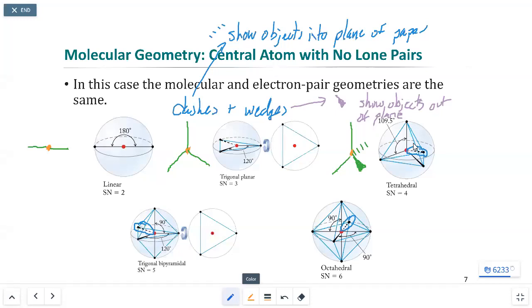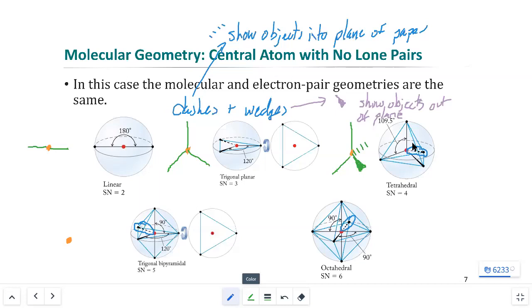For trigonal bipyramidal, there are different ways of showing this. What we have to understand is that basically with trigonal bipyramidal, it's like we put together two different shapes. We put together the linear shape and the trigonal planar shape to make this shape. And 2 plus 3 is equal to 5. So there are a couple of different ways that you can draw this.